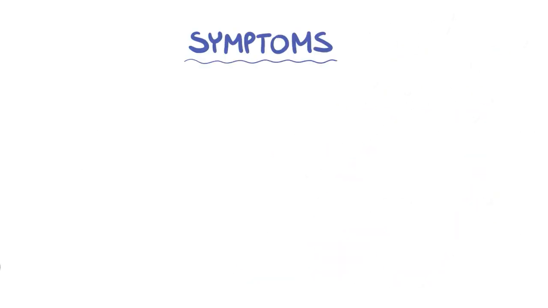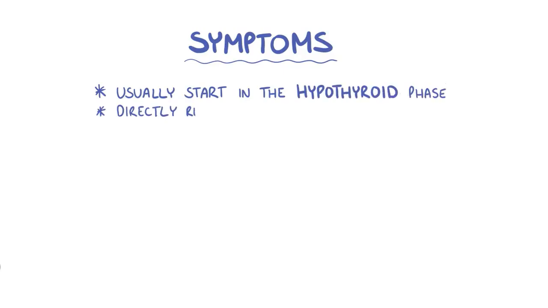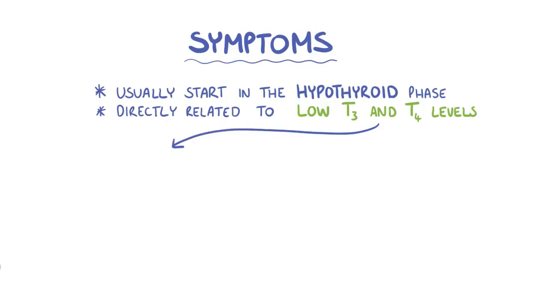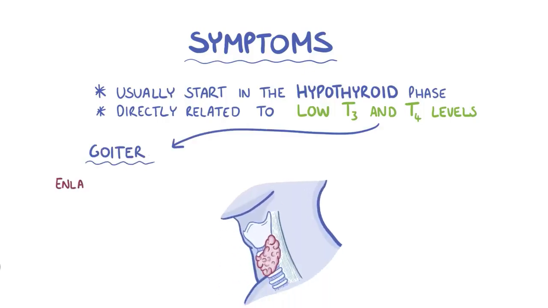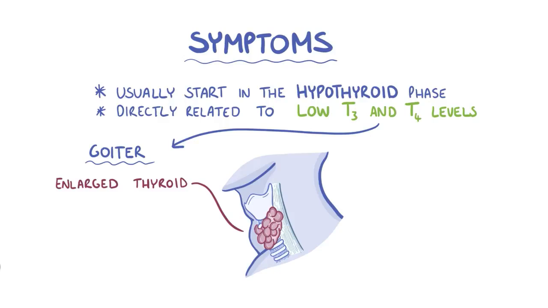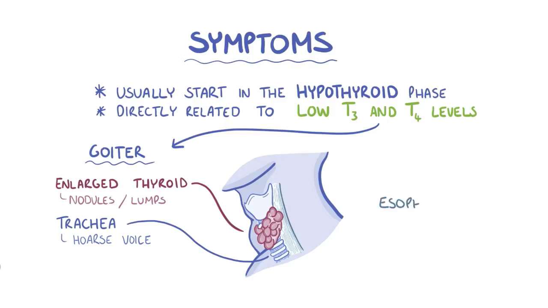Symptoms of Hashimoto's thyroiditis usually start in the hypothyroid phase, and are directly related to low T3 and T4 levels. Individuals often have a goiter, meaning that their thyroid is enlarged and sometimes has nodules or lumps, which can sometimes press on the trachea, causing voice hoarseness, or on the esophagus, causing difficulty swallowing.